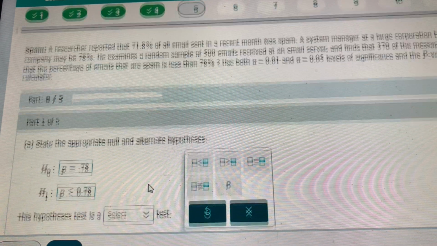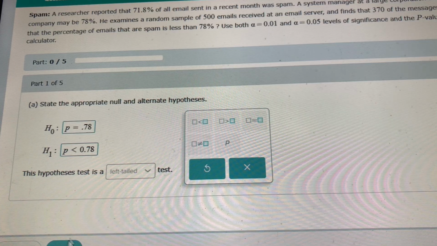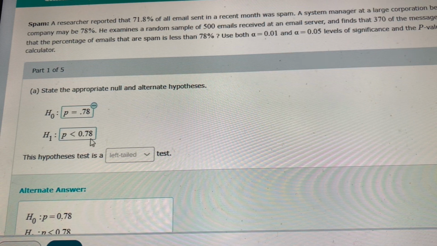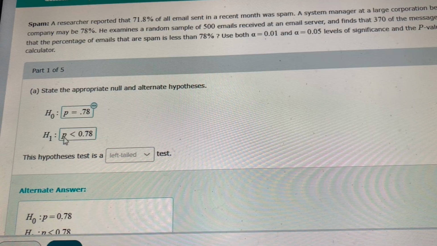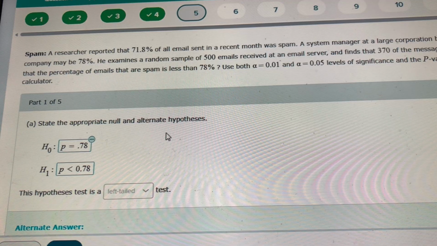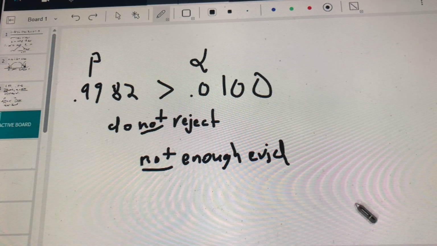So it's definitely less than, so this is definitely a left-tailed test. But the two numbers here should always be the same. You would never put 71 in one of them and 78 in the other. Once the question said, is it less than 78, I knew this had to be equal to 78. Okay, so this is about P or proportions, yes/no questions. Either the email is spam or it's not.